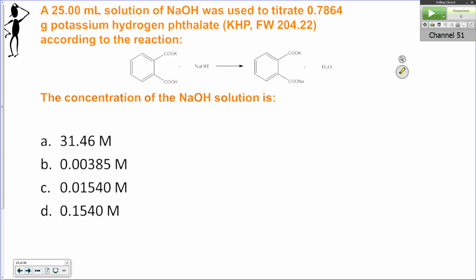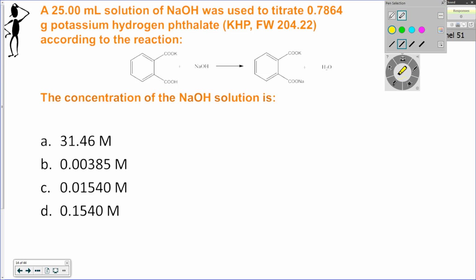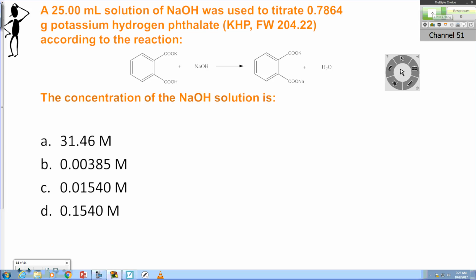So I'm giving you one to start with. You've done this 3 times in lab. This is standardization of KHP. I want you to demonstrate to me you understand how to do that calculation. You got 25 mils of NaOH. Use that to titrate a certain mass of KHP. I gave you its formula weight, and I want to know what is the concentration of the NaOH.